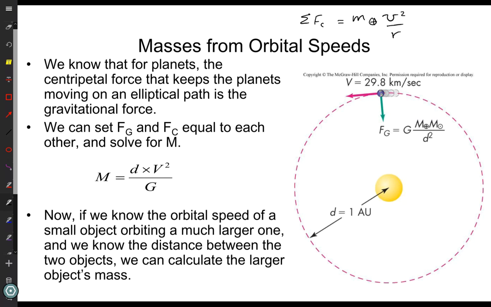So that's Newton's second law. But then looking at my picture, there's only one force acting on the earth. And that's the force of gravity, which is capital G, mass of the earth, mass of the sun, over the separation squared.